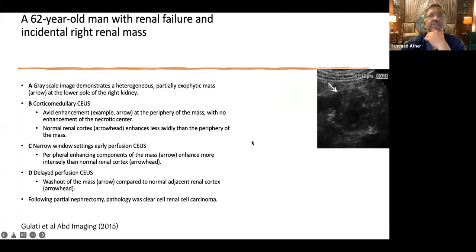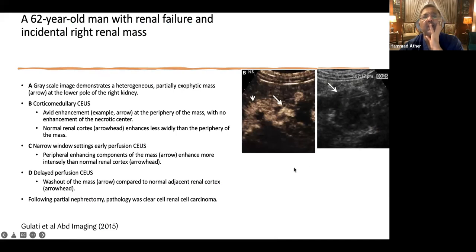An example of a 62-year-old male who has an incidental finding of a right renal mass. This is a grayscale ultrasound, which is showing a heterogeneous, partially exophytic lesion at the lower pole of the right kidney. The corticomedullary phase contrast-enhanced ultrasound shows avid enhancement, which is shown here. And then there is a necrotic center, which is here. The normal renal cortex enhances less avidly than the peripheral lesion.